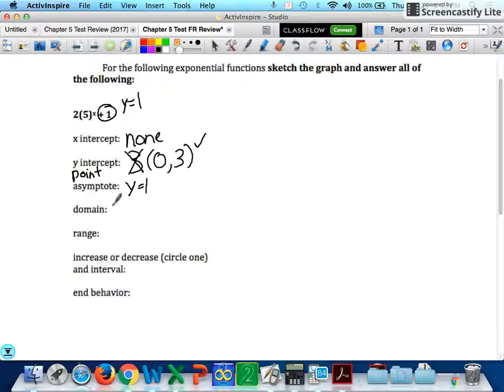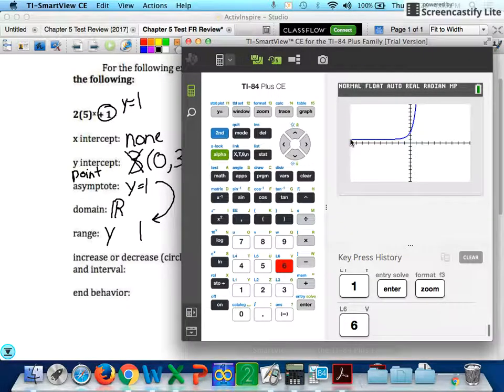Our domain is the same thing for all of these. All real numbers. It's going to go left forever and right forever. It might take a while, but it's going to keep going that way forever. Okay? Our range, we learned, has a lot to do with our asymptote. If you can find an asymptote, you can find range. Y and 1. But then we have to decide, is our entire graph greater than that asymptote or less than that asymptote? Well, like I said, this asymptote's right here at positive 1.